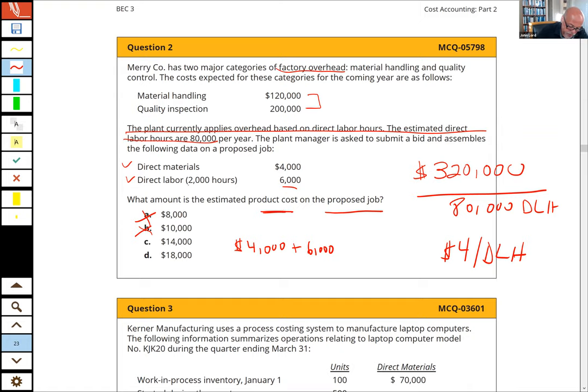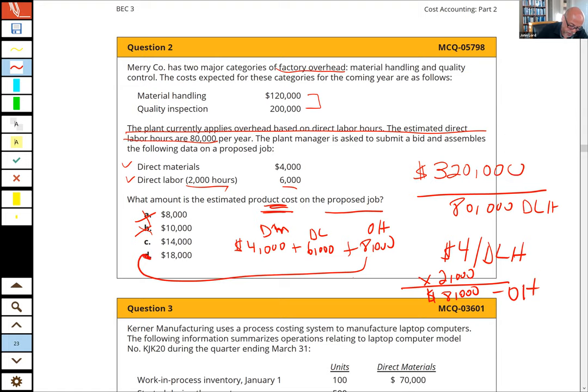So then they tell me that this job is projected to use 2,000 hours. So if it's projected to use 2,000 hours, then that means that what? That means that the overhead piece of my product cost is projected to be 8,000. And so there's my direct labor. Well, did I put in direct materials? My direct labor, and now I've got my overhead, I've got my product costs. Answer is 18,000.